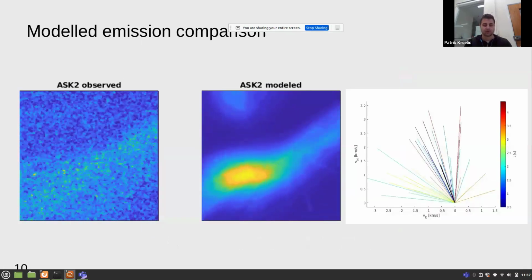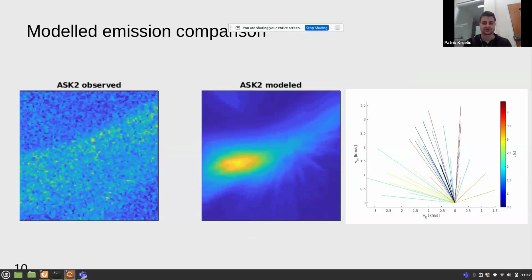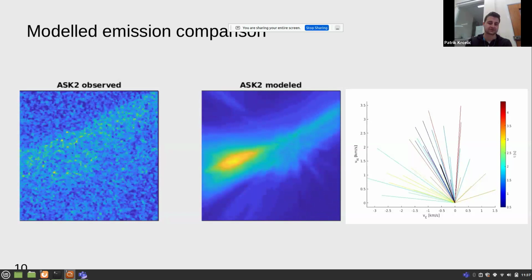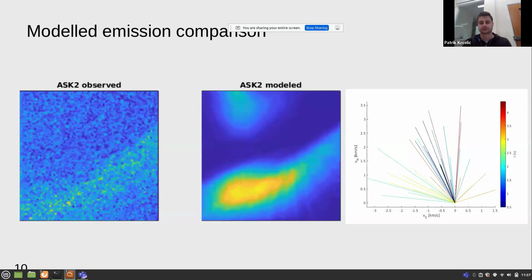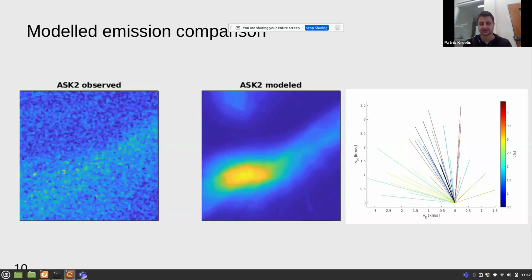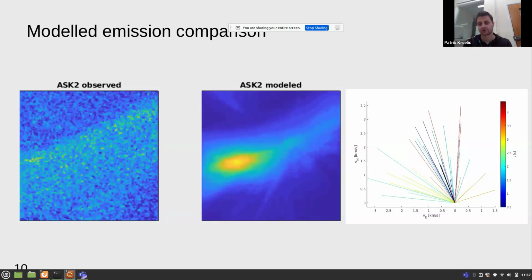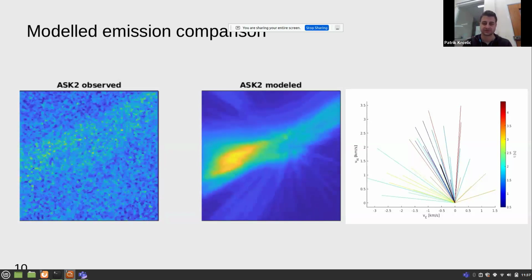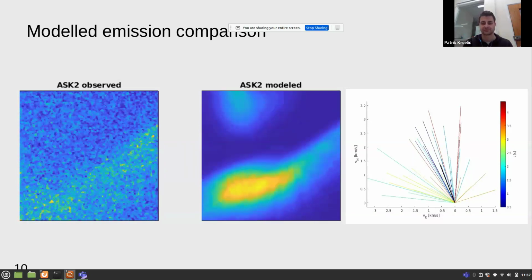Okay, when we model the second channel, however, on the left here we have the observed ASK2 image, on the right is the modeled, and from this model we treat ion drifts as a free parameter and try to match the model and observed image by minimizing mean square error. So on the right-hand side here, we have the velocities associated with our event. The color bar here indicates the time step, and these velocities are in northeast coordinate system. And from this picture, you can see that there's a lot of variability in the velocity.